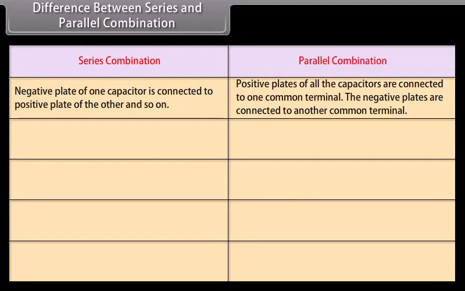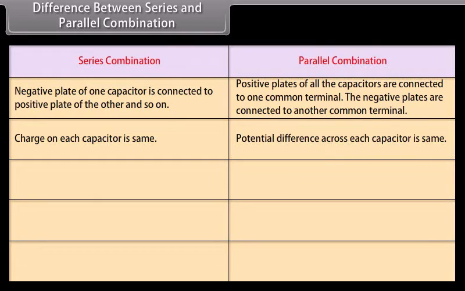In series combination, the charge on each capacitor is the same. Whereas, in parallel combination, the potential difference across each capacitor is the same. In series combination, V is equal to V1 plus V2 plus V3. Whereas, in parallel combination, Q is equal to Q1 plus Q2 plus Q3.